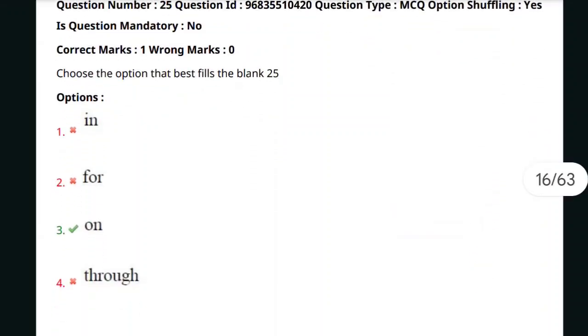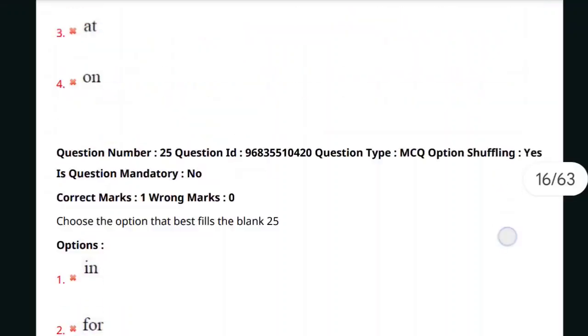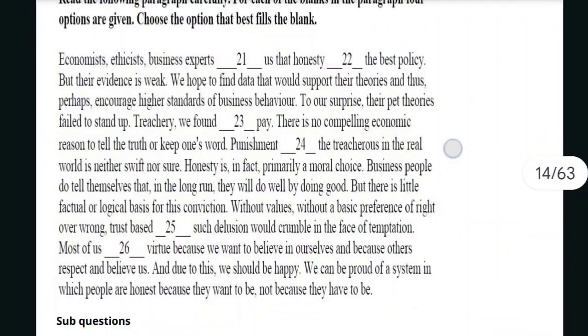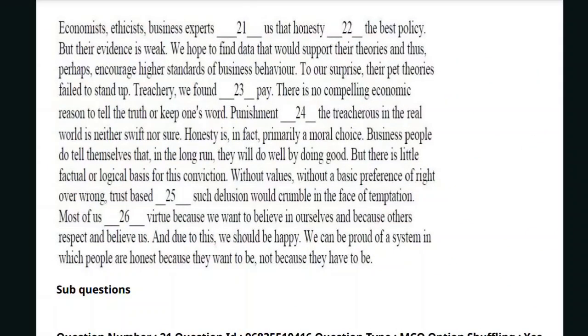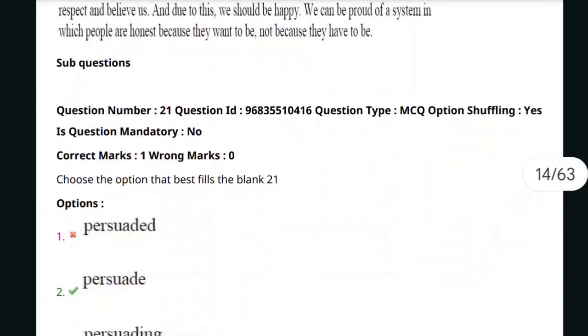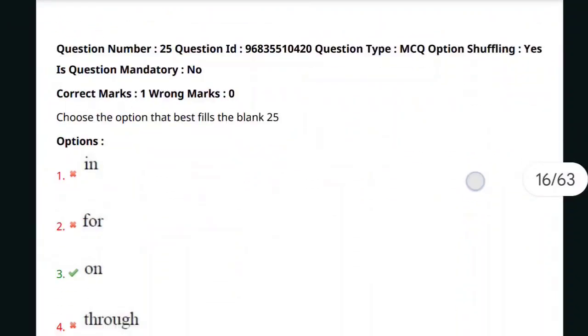Let's look at the 25th question. Choose the option that best fills the blank 25. And the options are in, for, on, through. And the correct answer here is on. Let's jump towards the paragraph. Without values, without a basic preference of right over wrong, trust based on such delusion would crumble in the face of temptation. Trust based on. So the correct answer here is on. Based on. So the correct answer for the 25th blank is on.